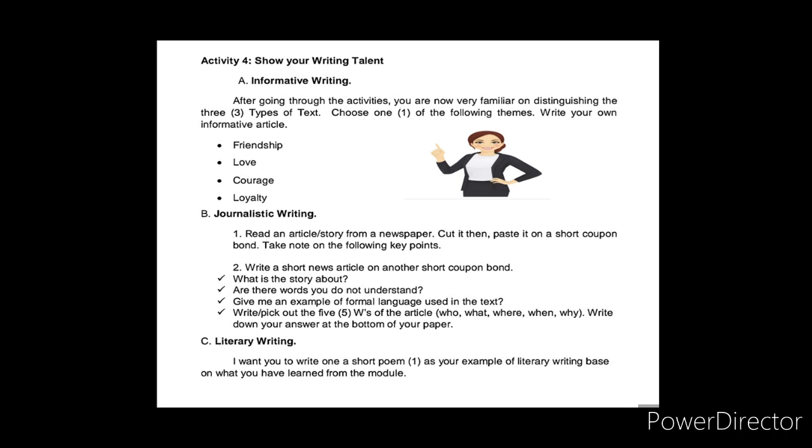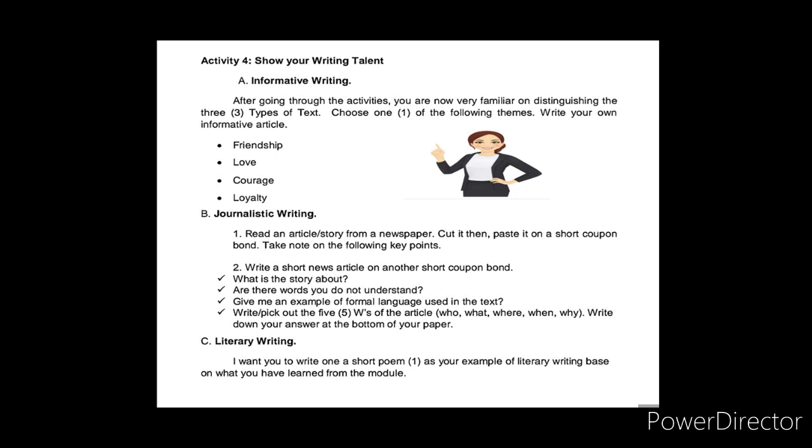So you will look for a newspaper, cut it, then paste it on a short coupon bond. But if you do not have short coupon bond, you may use your notebook. I will repeat: read an article from a newspaper, cut it, and paste it on your notebook. However, if you do not have a newspaper, you may read an article from Rappler or from articles on the internet. Then you may print it out and paste it on your notebook, or copy the article from the internet.